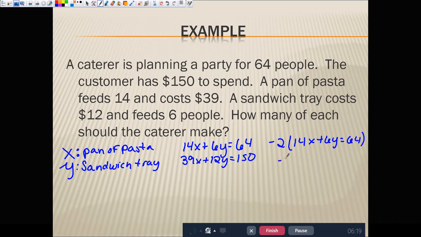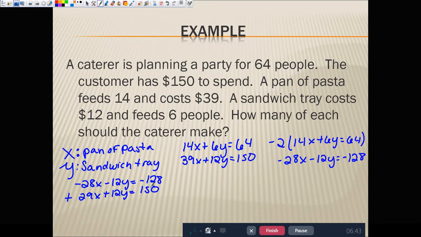So that's going to give me -28x minus 12y equals -128. So I'm going to set up my two columns on top of each other. So that's going to be -28x minus 12y equals -128 plus 29x plus 12y equals 150. So my x's cancel out, or no, sorry, no they don't. I messed up here.